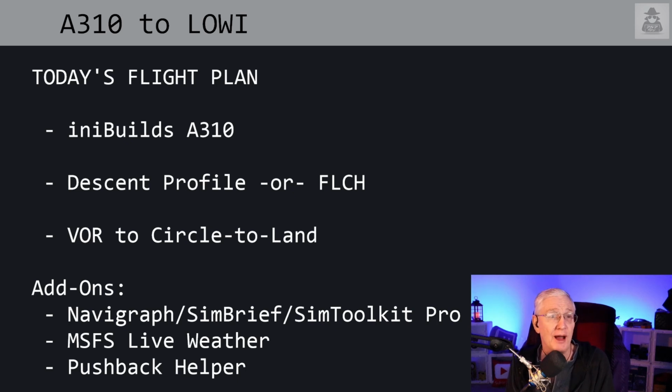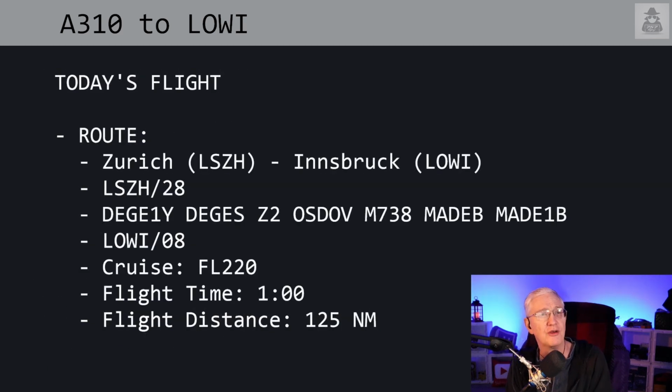I'm using Navigraph, Simtoolkit Pro, and SimBrief. I'm also using Microsoft Flight Simulator live weather and also live time. The only other add-on that I'm really using is something called Pushback Helper, and you can get that free at flightsim.to. Our flight plan for today: Zurich to Innsbruck.